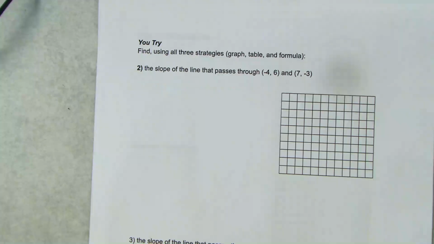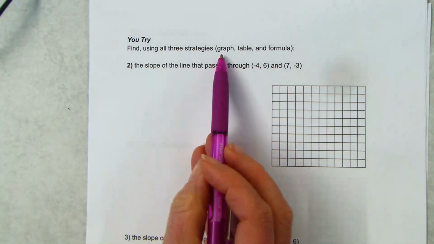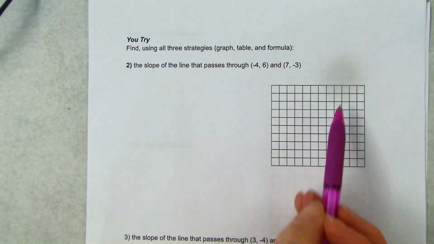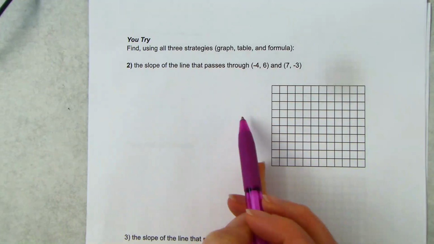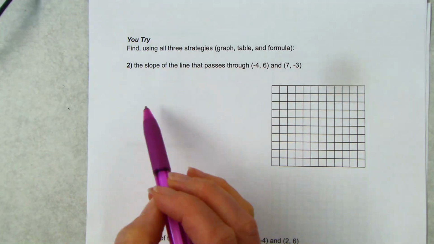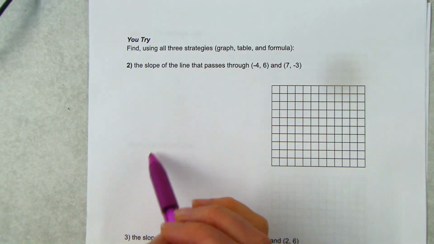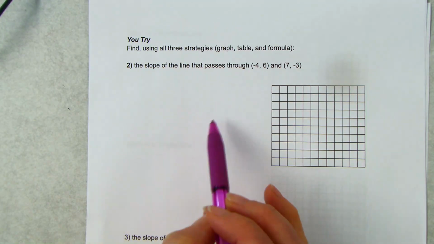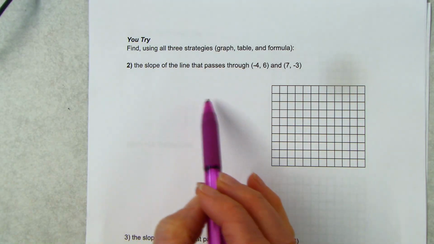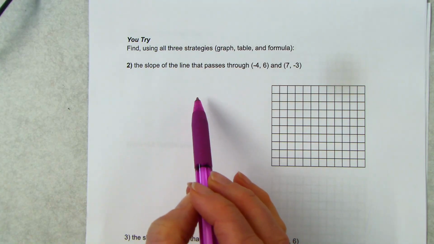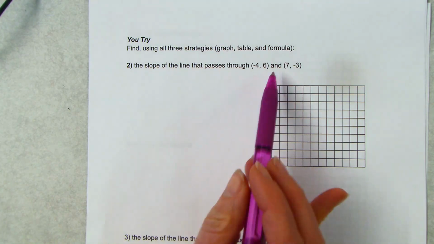You have 2 U-tries to do using all 3 strategies. So you'll need to do both the graph and count, and you'll need to do a little table and look for the change in the y and the change in the x from the table. And then you'll need to do the formula where you're writing in the change in the y over the change in the x.